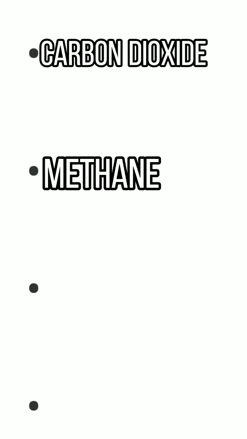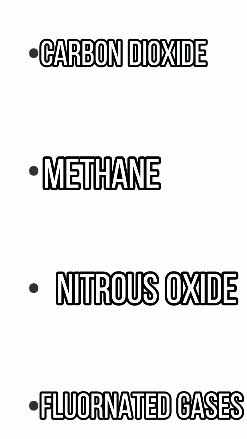Next, and last, greenhouse gases. Greenhouse gases are gases that trap heat in the atmosphere. I'm not going to go too far into it, but I will tell you what the greenhouse gases are. There's carbon dioxide, methane, nitrous oxide, and fluorinated gases. That's just a little bit of it.